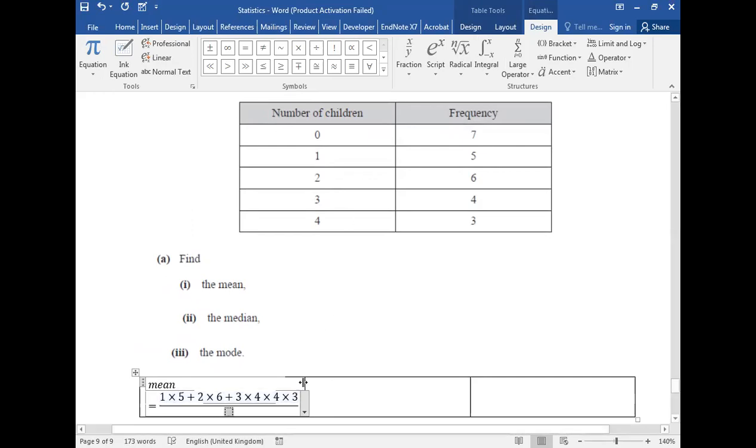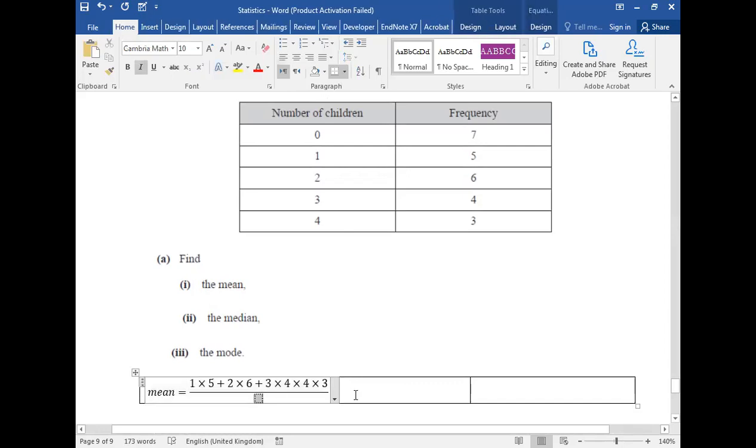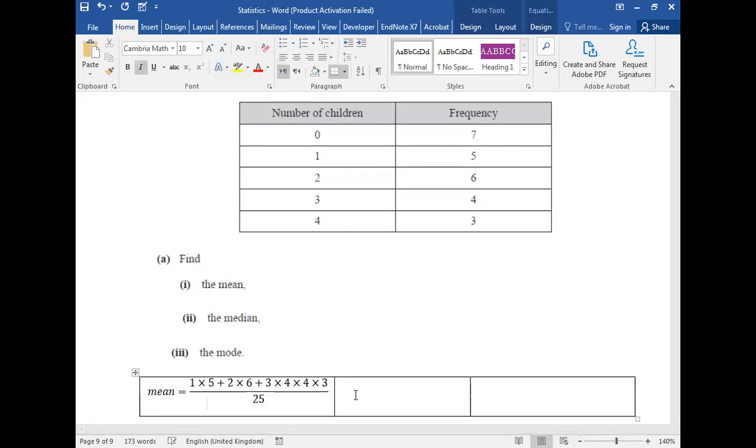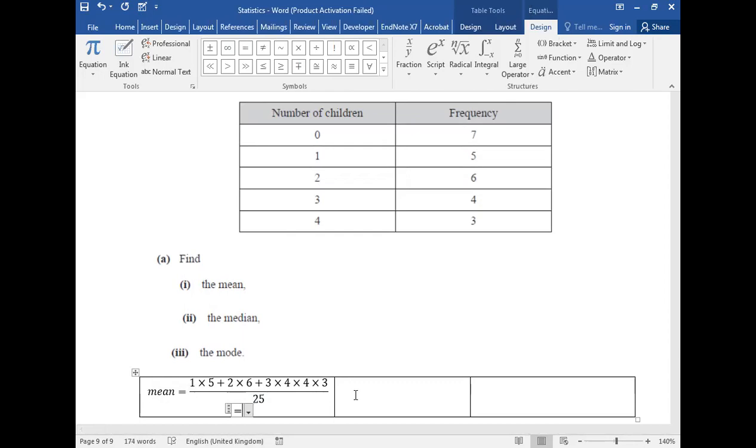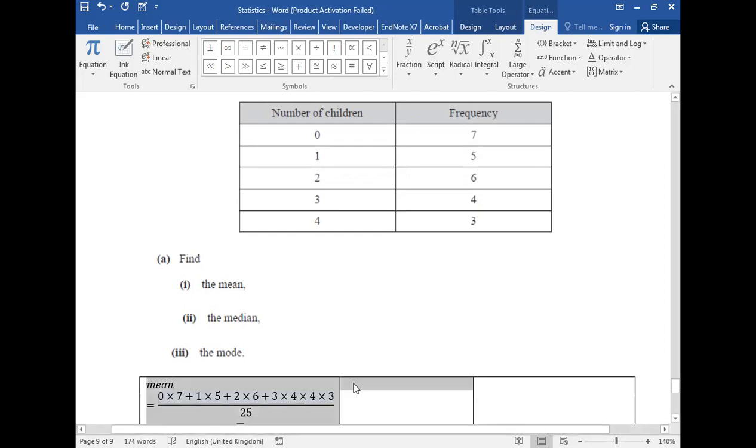And how many total readings do I have? I did not do 0 into 7. Please do not get confused about that. Sir, why did you not do 0 into 7? It will be 0. The total is 25. Paper 2, you can use your calculator and tell me the mean that you get. 1.64. You can do 0 into 7 as well, no problem. Do not get confused. It does not make any difference to the value.